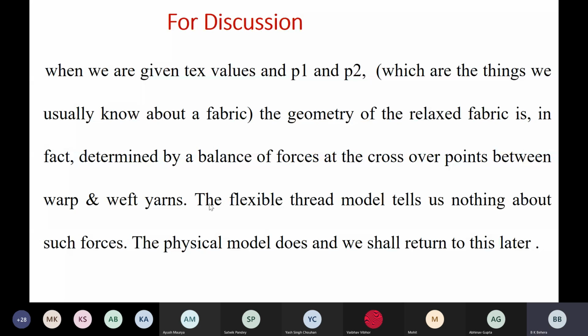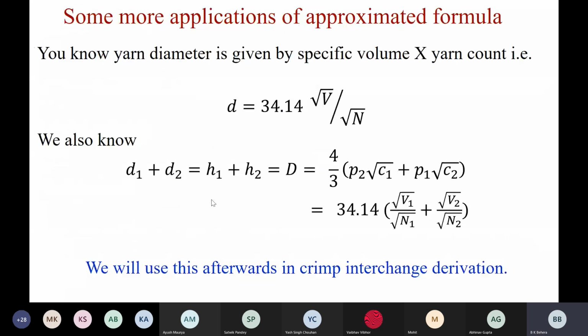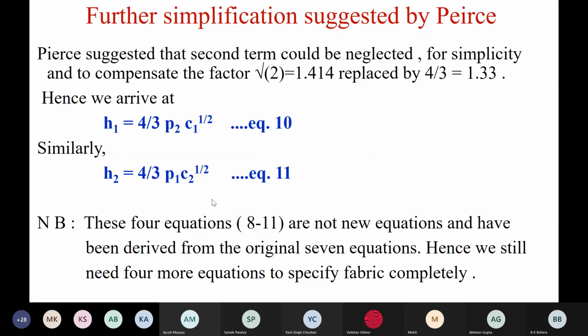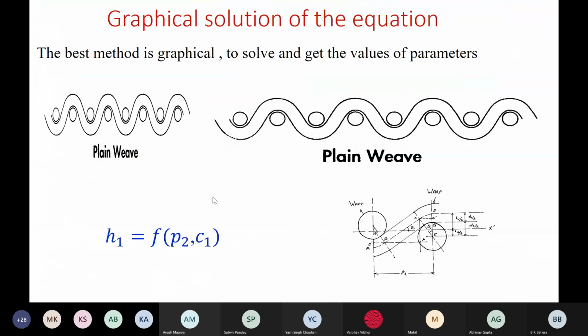So balance of force means, what do you mean by balance of force? Look at this. EPI, PPI. I'm changing the distance. Here it is very close. Here it is apart. As you go on changing this P value, the balance of force changes, because as it will be straightened more and more, this yarn will exert more pressure on this yarn. So the inter-yarn force at crossover points purely depends on what is our weave design.